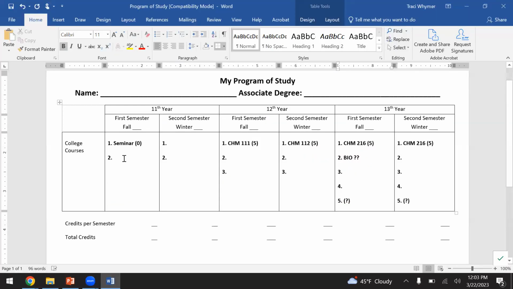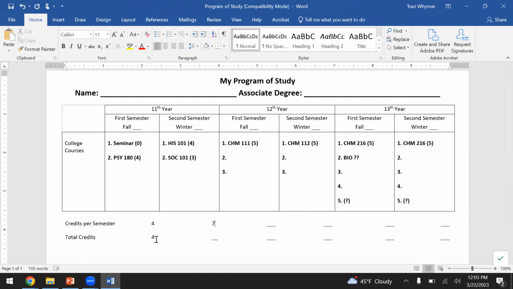When you get started, or all of you are pretty much probably at least in your 11th or 12th grade year, you can start putting in the stuff that you've taken. So let's say you took Psychology 180 along with your seminar, and you got 4 credits for that. So you got 4 credits for your first semester. And then in the winter, let's say you took History 101 and Soc 101. So that finishes your 2 social science classes and starts your humanities, gives you another 7 credits. Add that to what you had before, and you now have a total of 11.